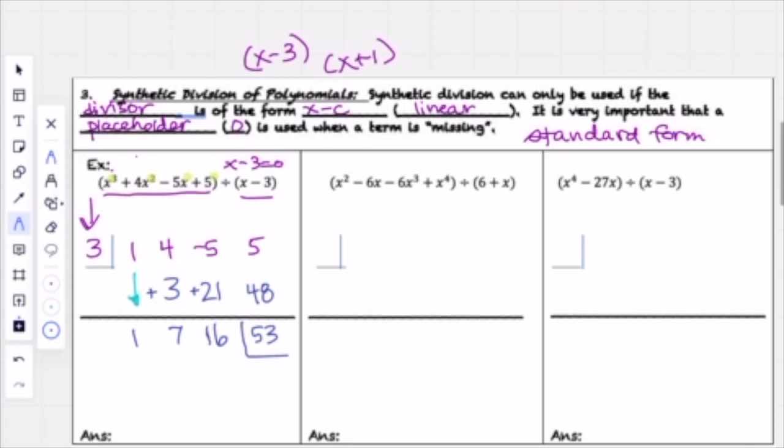So here's how we interpret this. This is the remainder. This is the constant. This is the x term. And this is the x squared term. If there were more terms, they would become higher powers of x. All right, so now we will write our answer as x squared plus 7x plus 16 plus 53 divided by our divisor, which is x minus 3.